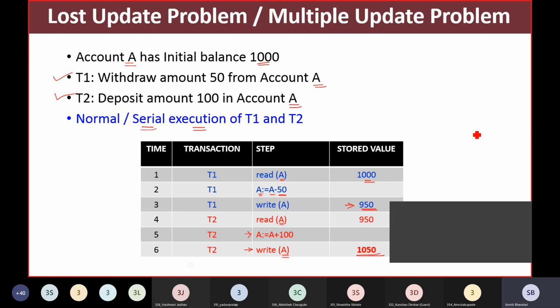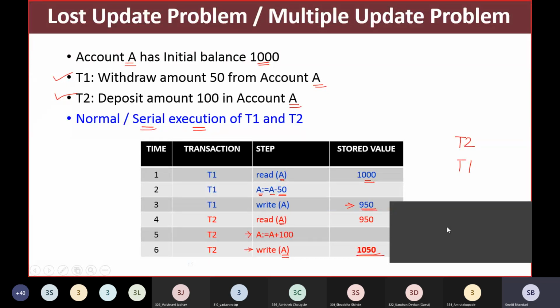It may happen that the other order of serial execution is that T2 gets executed first and then T1 gets executed, right? So both serial orders, either T1 then T2 or T2 then T1, are allowed under this kind of normal or serial execution of transactions T1 and T2. So this is how the serial execution works.